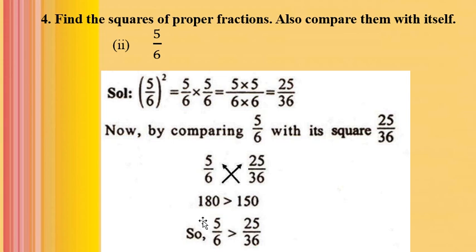And from these two values we are observing that 180 is the bigger value. So we will say that 180 is greater than 150. So as this value is greater, the actual value before that value is the greater value. It means 5 upon 6 is the greater value than the square of this number, which is equal to 25 upon 36. So we will write mathematically 5 by 6 is greater than 25 by 36.